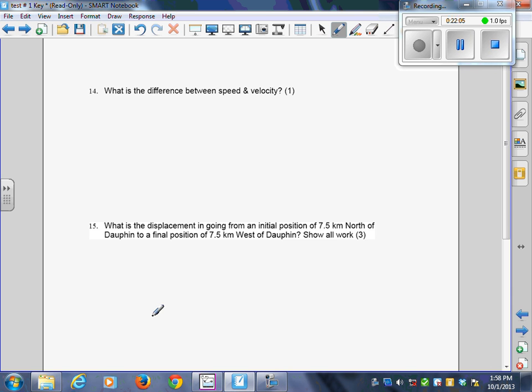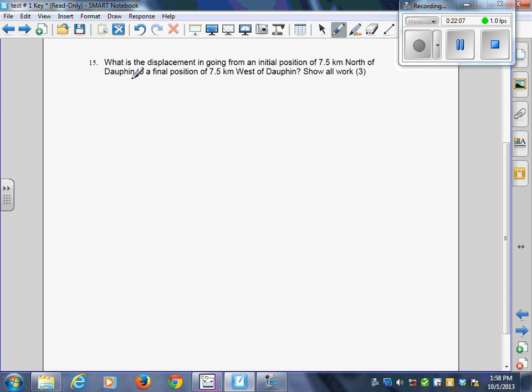And the last one, what is the displacement? I couldn't have said it's subtraction, unless I said subtract these, I couldn't have made it any easier. It's going from an initial position of 7.5 north to a final of 7.5 west. Displacement is final minus initial. If you write that on your paper, you say to me, Mr. Bennett, I know this, and I know that it becomes a subtraction question.